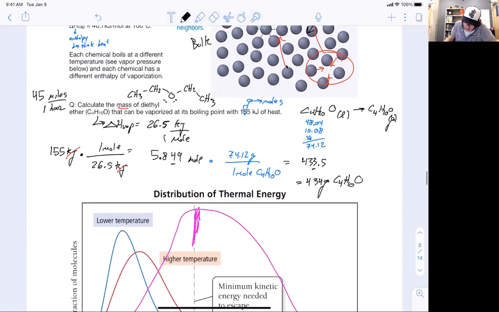And then there's one set of calculations using that delta H of vaporization to convert between energy and mass. Quite often you might have to do this the other way around. 434 grams of diethyl ether evaporated. How much energy did it take with it? You'd have to go the other way around. You'd have to do a gram to mole conversion and then use that heat of vaporization.